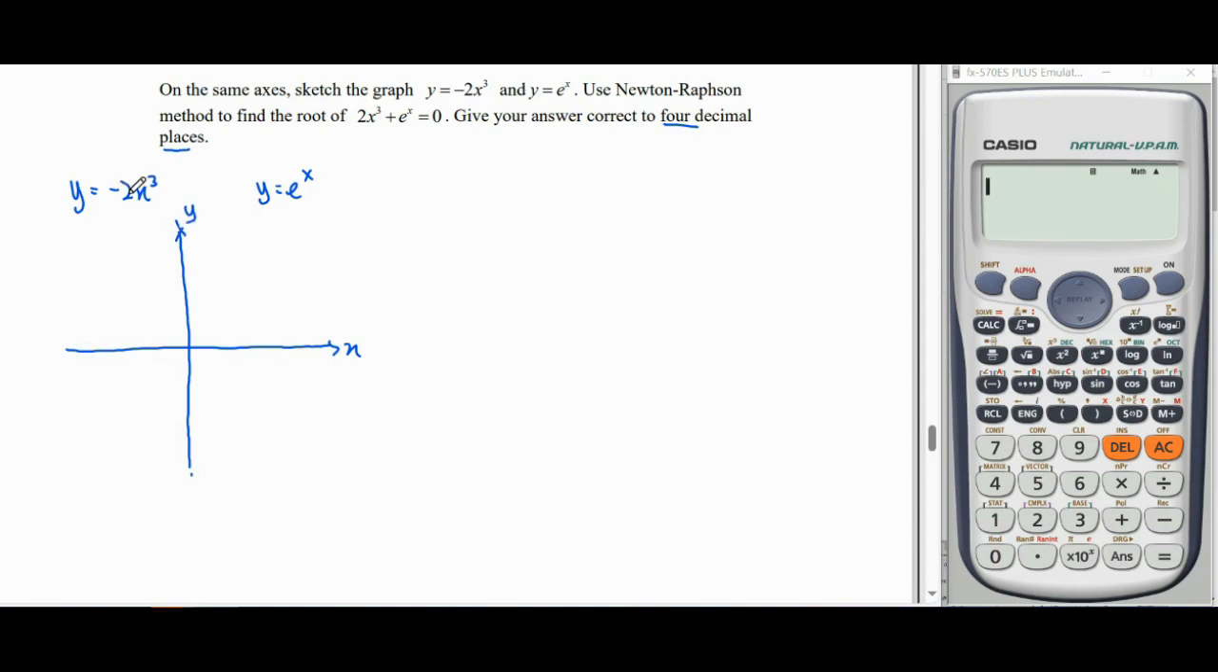For the negative cubic, it will come from the left-hand side going down to the right-hand side, passing through the origin. And then the exponential, e to the power of x, is positive, meaning it will be shooting up to the right. The y-intercept here is 1. Then label your graph. So we notice that here we have an intersection point.